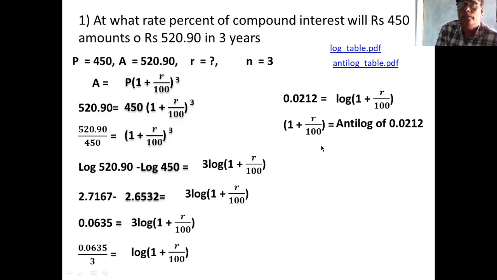The next step: 1 plus R by 100 is equal to 1.050. Okay, this is the value. 1 plus R by 100 is equal to 1.050. Then you take this 1 to that side.